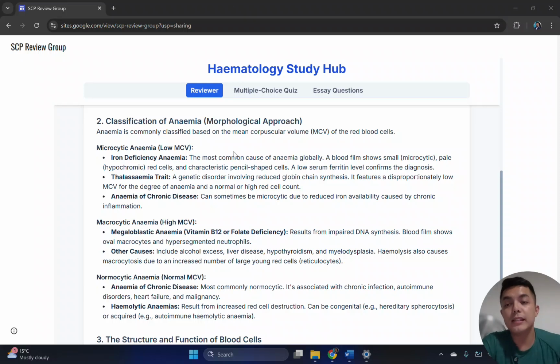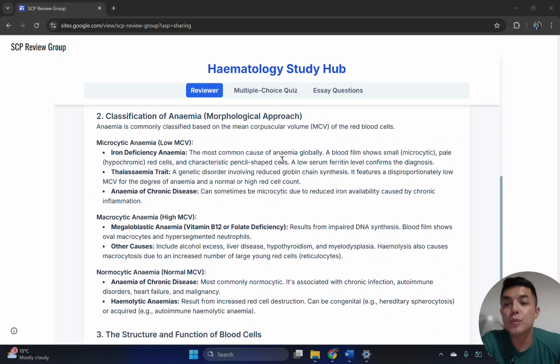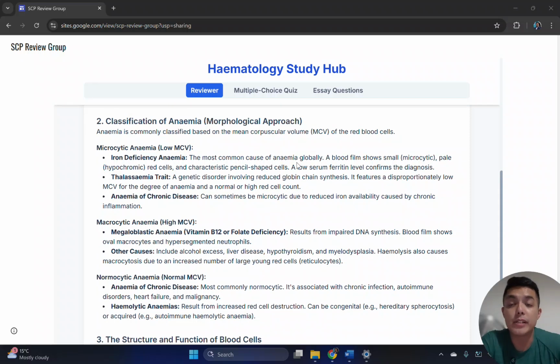Let's now go to the classification of anemia in a morphological approach. So anemia is commonly classified based on the mean corpuscular volume, or MCV, as we see it on FBCs. And it's the MCV of the red blood cells. So let's go to microcytic anemia, which is indicated by a low MCV.